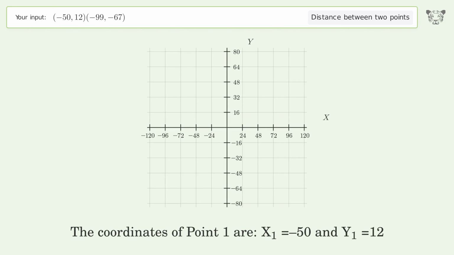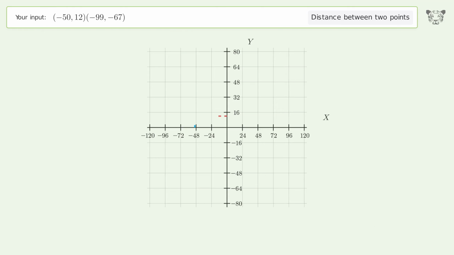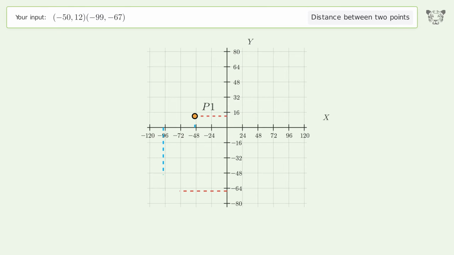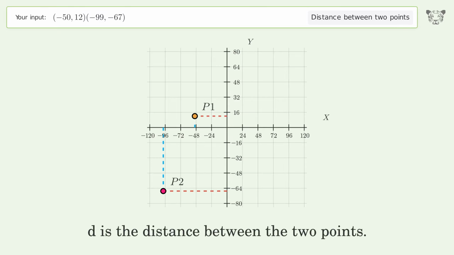The coordinates of point 1 are x1 equals -50 and y1 equals 12. The coordinates of point 2 are x2 equals -99 and y2 equals -67. D is the distance between the 2 points.